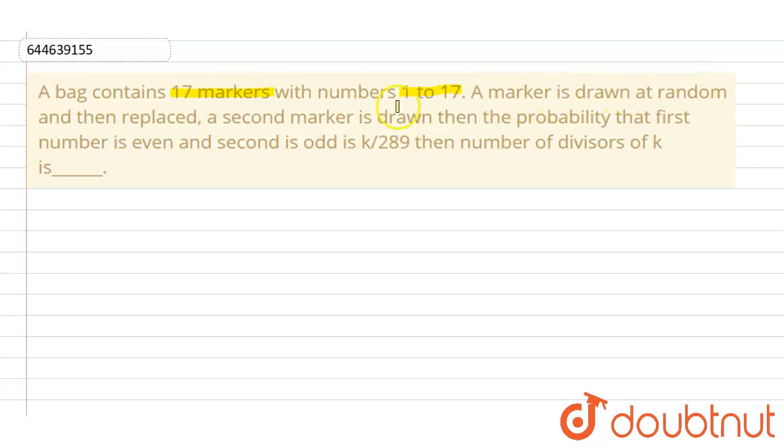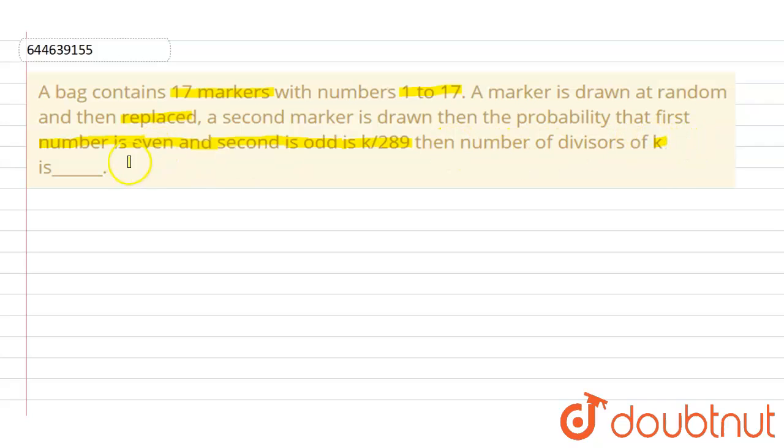A bag contains 17 markers with numbers 0 to 17. A marker is drawn at random and replaced. This is important, replaced. A second marker is drawn, then the probability that the first number is even and the second is odd is k divided by 289. Then find the number of divisors of k.